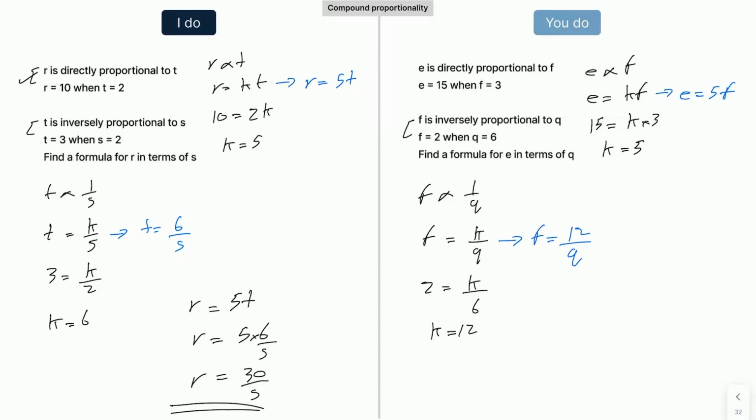Now it's saying find a formula for E in terms of Q. So E is 5F, but it wants it in terms of Q, so we're going to have to sub that F into that. So that is E is 5 times 12 over Q, which can be written as 60 over Q.